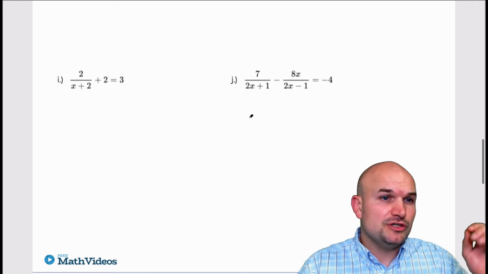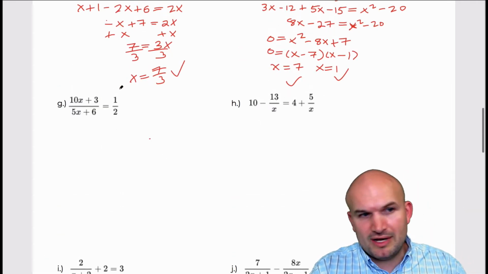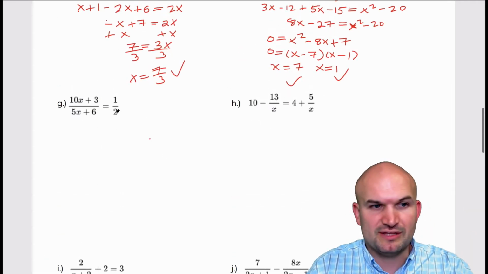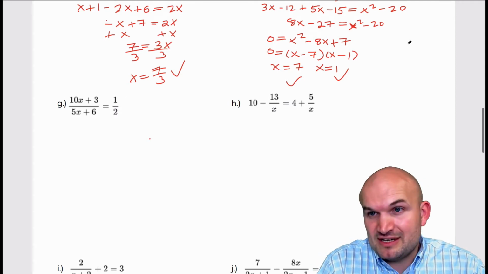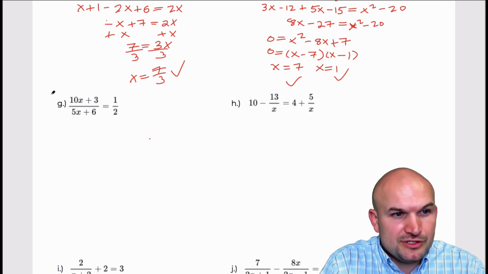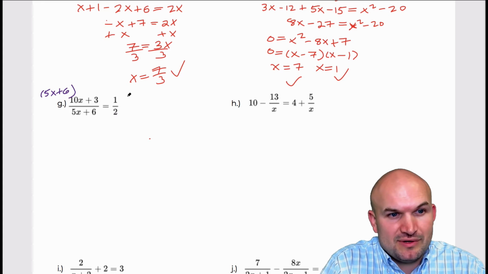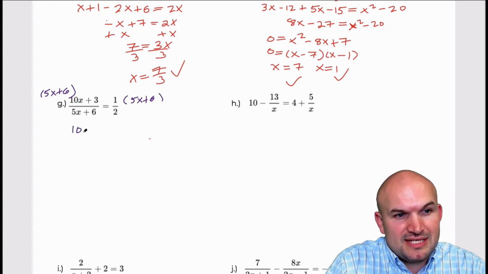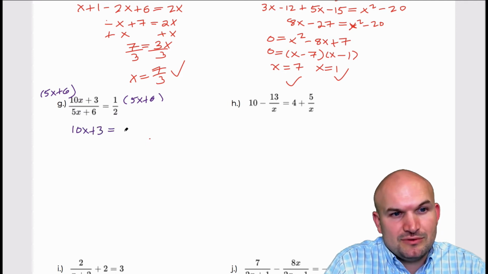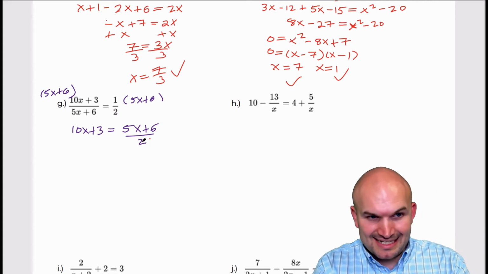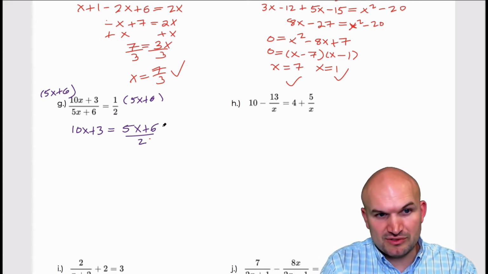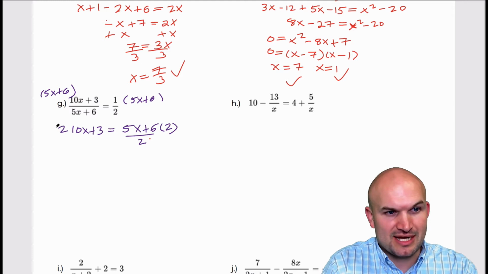Okay, so in this example, you could go ahead and do the cross multiplication. That's perfectly fine. But again, what I want you to see is if I need to get this 5x minus 6 off the bottom, all I'm going to do is multiply by 5x plus 6 on the left and the right side. Right? So therefore, I'm left with 10x plus 3 is equal to a 5x plus 6 divided by 2. And then I need to get this 2. I want to undo dividing by 2, so I'm going to multiply by 2 on both sides.